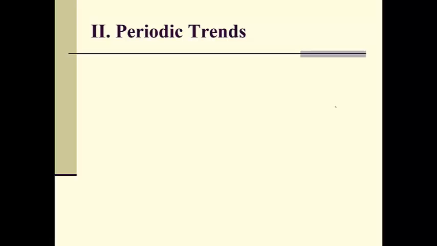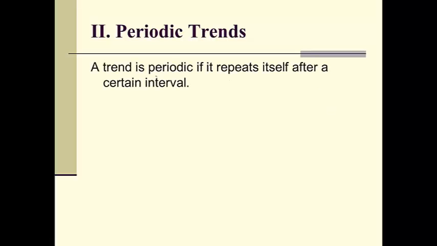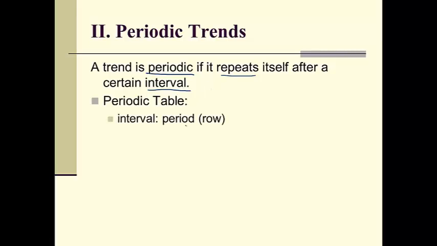So, periodic trends. First of all, what is a periodic trend? Well, if something is periodic, that means it repeats itself after a certain interval. This interval is what we call a period. On the periodic table, you know that the periods are rows. So a periodic trend is something that changes as you move left to right across a row, but when you drop back down to the next row, the trend repeats itself.